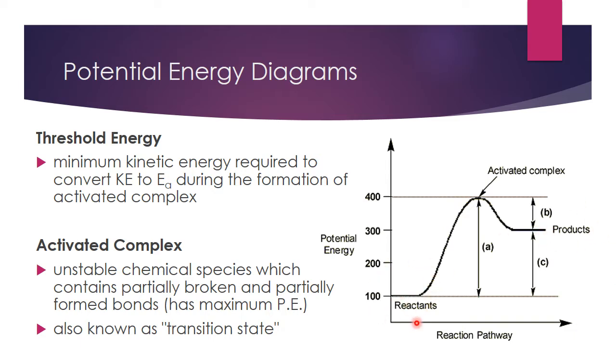So you break apart your reactants into all their components, their atoms, their ions, whatever it is, and then they will become the activated complex. This transitions into your products when you recombine the new bonds.